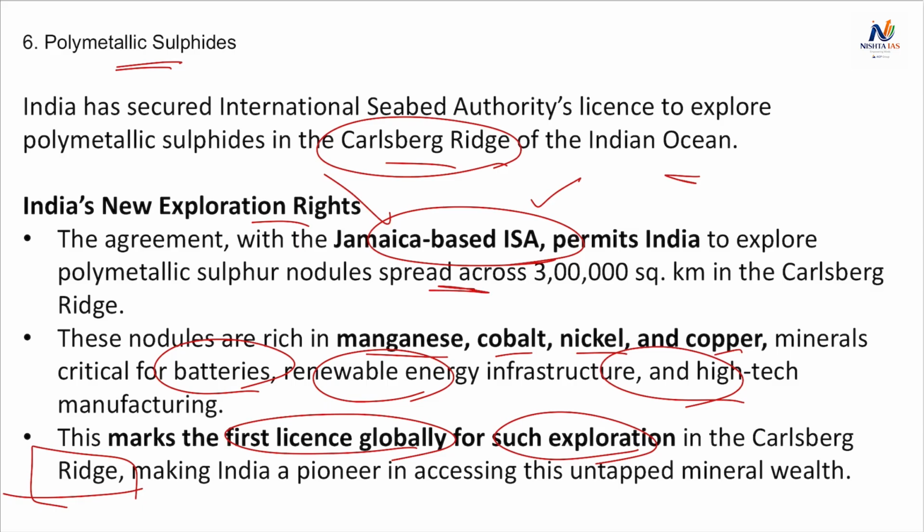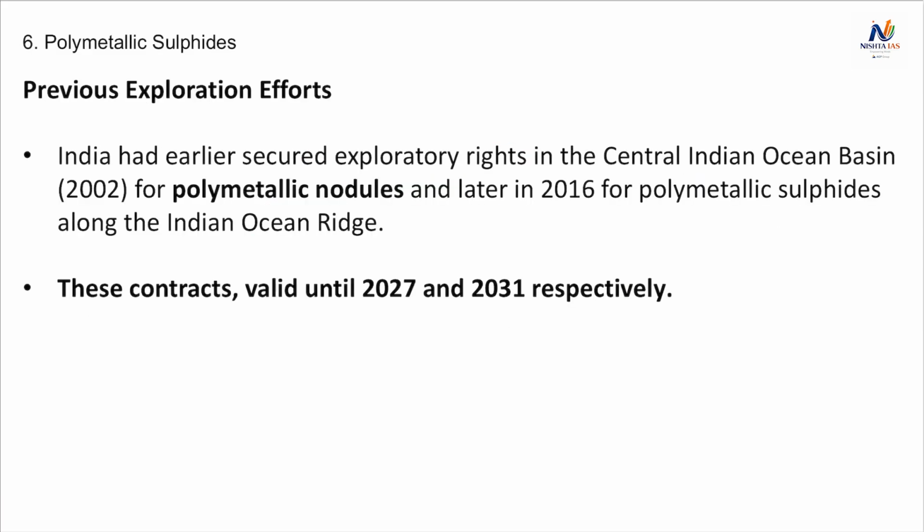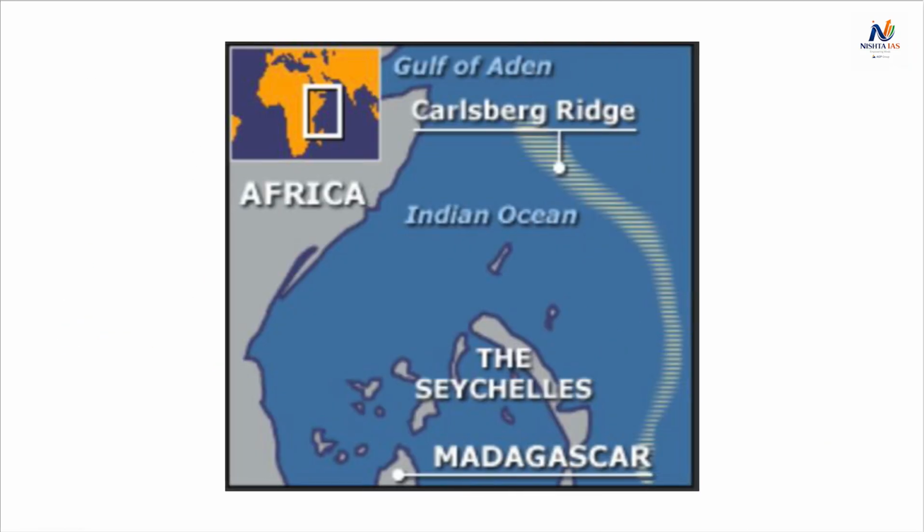Friends, Carlsberg Ridge is a serene and eco-sensitive zone. Might be this is the first time a license has been issued for the deep mining purpose. And then this contract, and then friends, what are the durations of these contracts? So the contract for the polymetallic nodules which we got earlier will end by 2027, and for the polymetallic sulfides which we have got now, that will end by 2031.